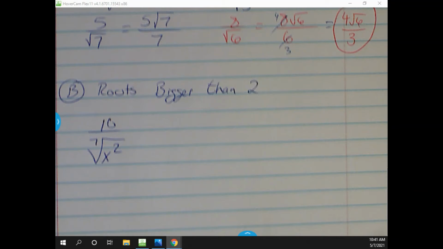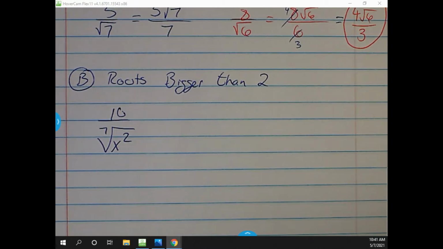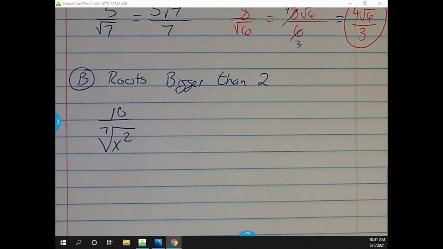Okay, so if its root is bigger than 2, so now we're looking at like the 7th root, it doesn't matter how big the number is, what the root is, because it's still the same setup, and we'll show you 2 or 3, because once you get the hang of this, it's really okay.